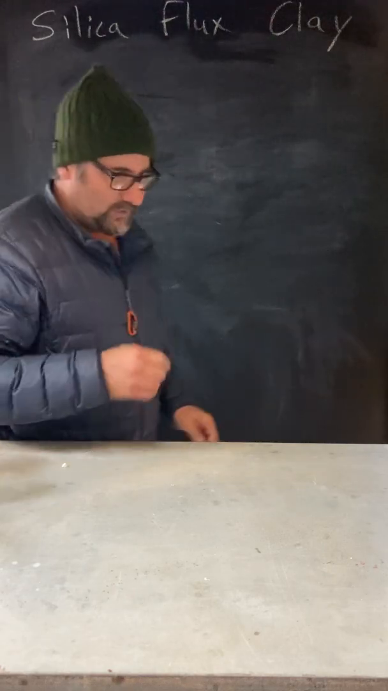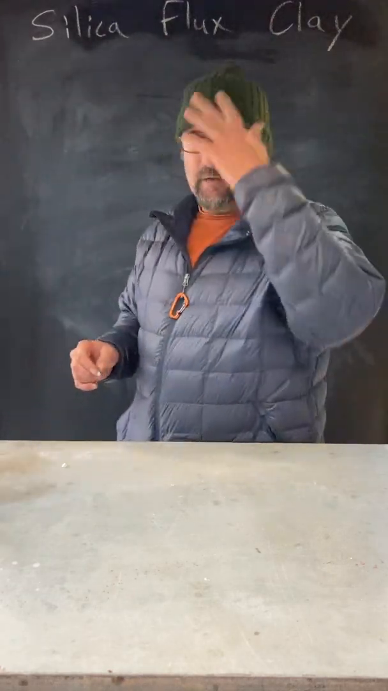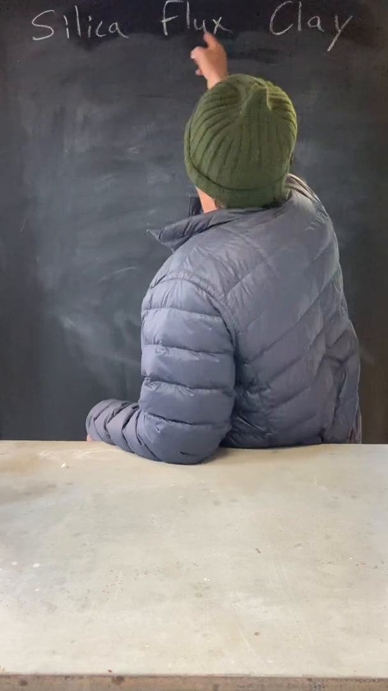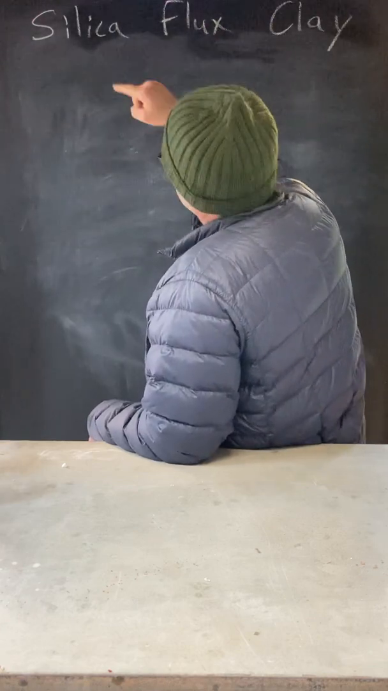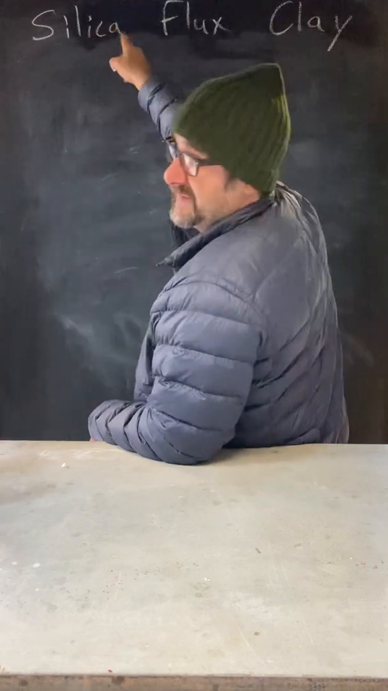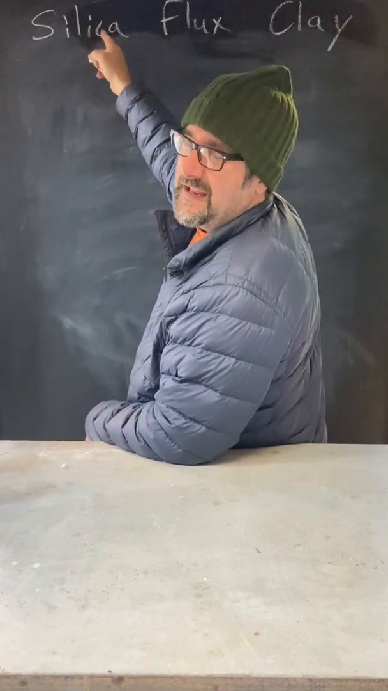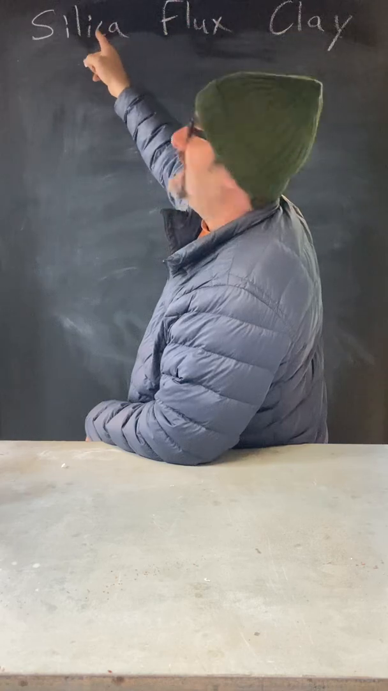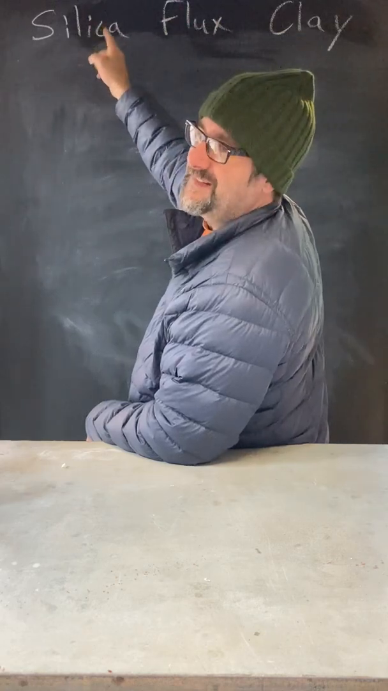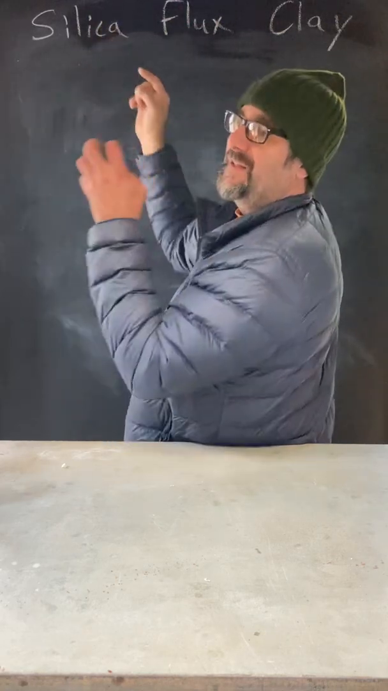Okay, part two of the glaze lecture, still talking about high fire glaze. Silica, flux, and clay. That's what makes up glaze. Now, the silica, remember, is sand, basically, pulverized sand that comes from quartz, not just any sand, right? And that's what actually makes the glass. That's what makes the glassy substance.